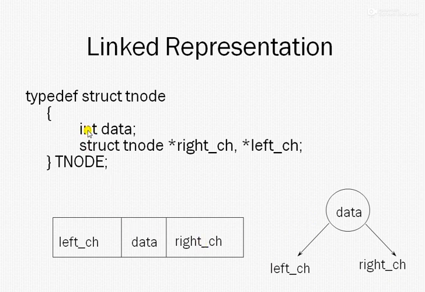So we have integer data, and 2 pointers of type struct node: struct node pointer right child, struct node pointer left child. And if you are going to use typedef, T node, typedef can be used here because it is related with the structure. So that can be a scheme. That means we have the data part, the left child, and the right child.